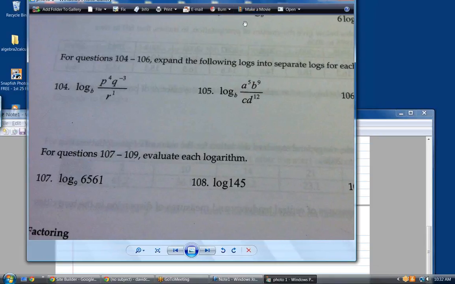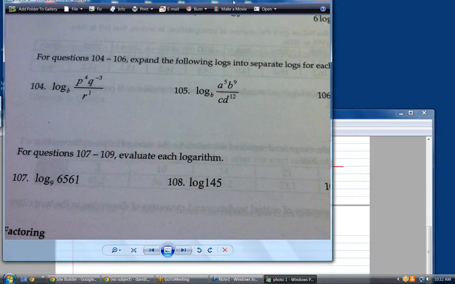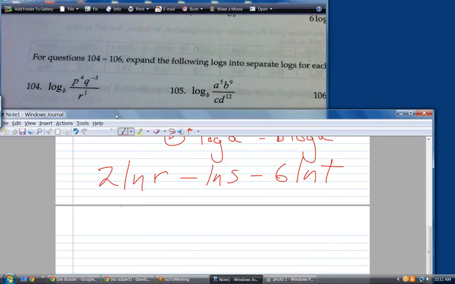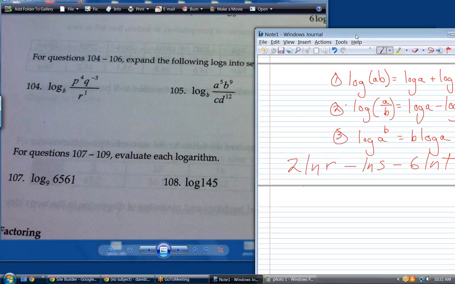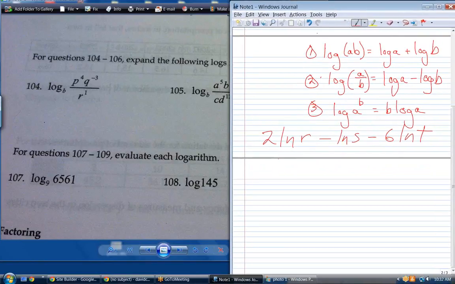Evaluate each log. Hold on a second. Is this where you just punch it in the calculator? No, I don't think so. Well, maybe. Let me evaluate each logarithm. I hope not, because that's not much of an exercise. Actually, you can't do that with this one, punching it into your calculator. The reason is that your calculator doesn't have a log base 9 on it. Your calculator only has 2 keys. One is log base 10, the common log. The other is natural log, which is log base e.